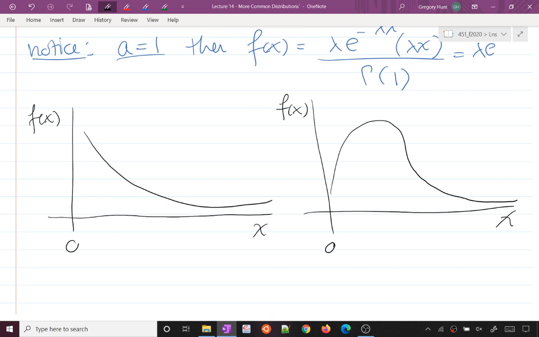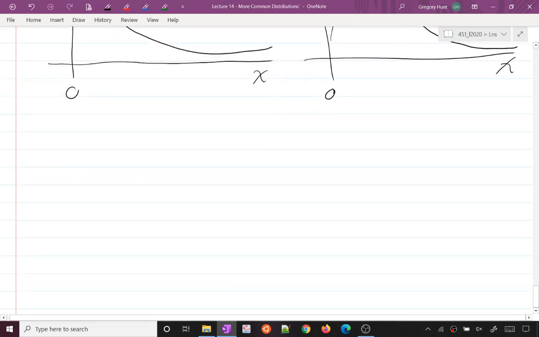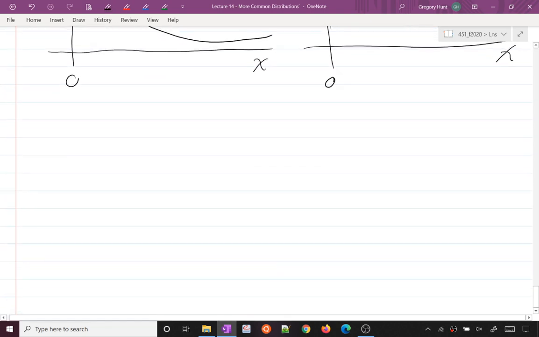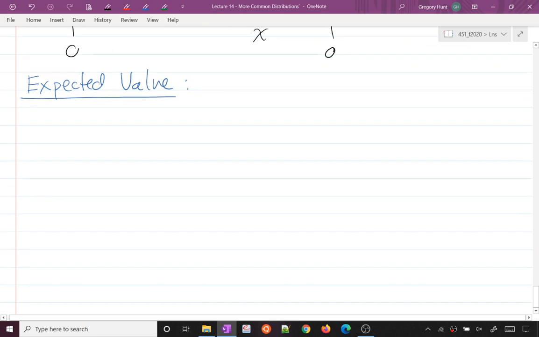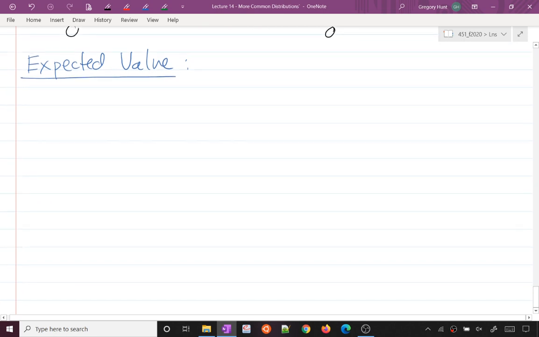Okay. So let's look at some properties, and keep in mind when a is 1, these properties had better reduce to what we know is true of the exponential distribution. So for example, if we look at expected value, we knew something about the expected value for the exponential distribution, but what about this gamma distribution?